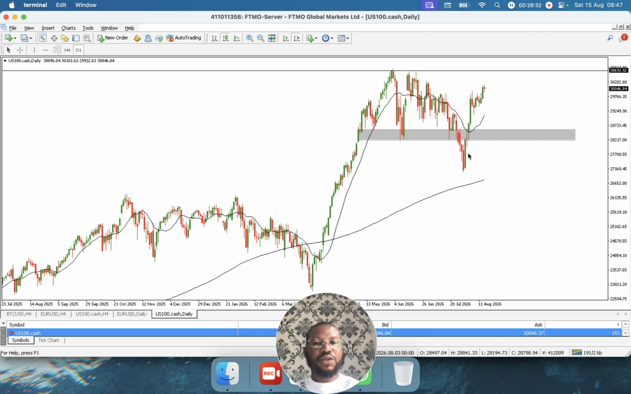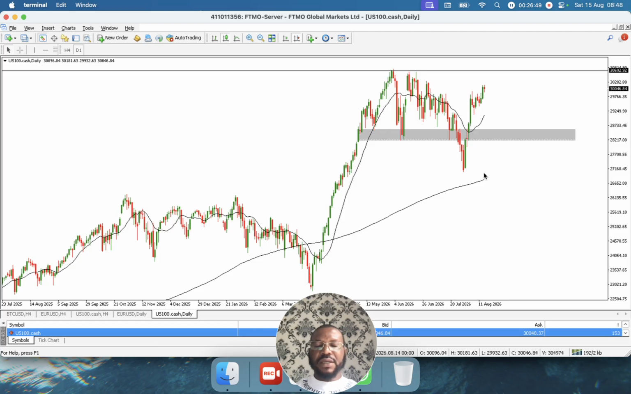I told you guys, don't be too quick to start selling the Nasdaq, because the Nasdaq is one asset that you must be careful while you are selling. Before you sell the Nasdaq, you must wait to ensure that there's a complete change of character to the downside on the higher time frame.